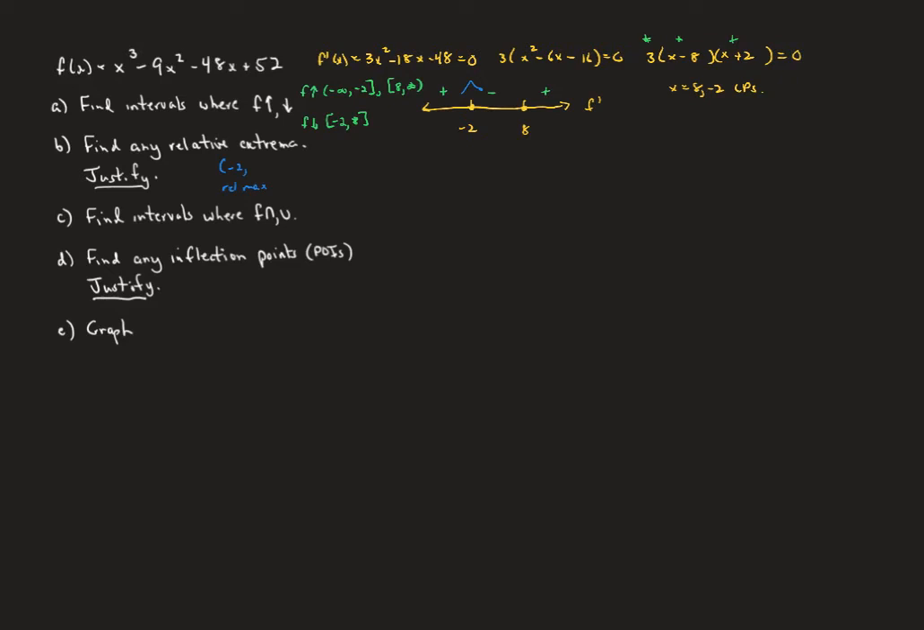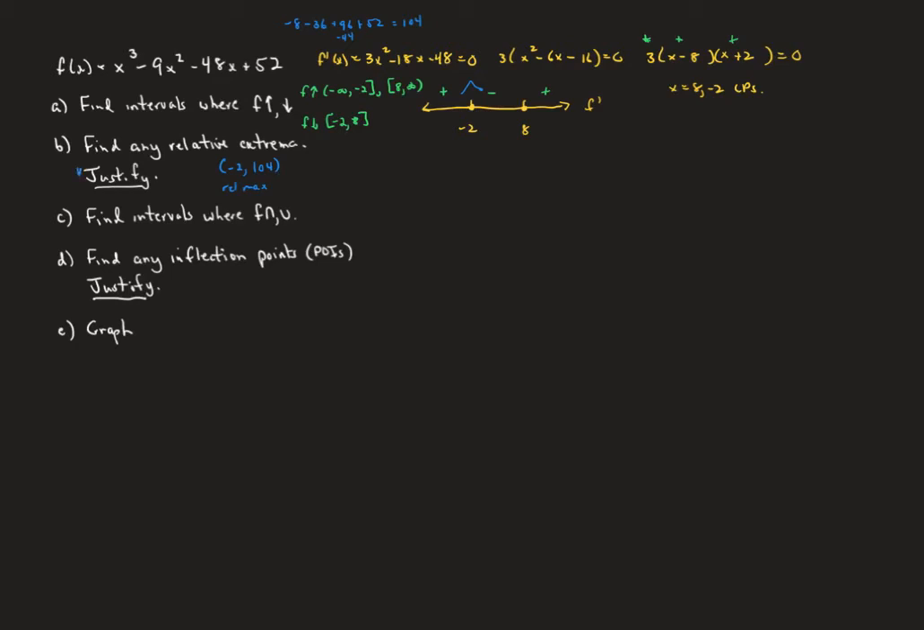So I have negative 2 cubed is negative 8. Negative 2 squared is positive 4 times negative 9 is negative 36. Negative 2 times negative 48 is a positive 96. And then we have a positive 52. Holy smokes. Let's see, 36 and 8 makes 44. Negative 44 and a positive 96 is going to be 52, I think. Does that sound right? 52 and 52 is going to be 104. So I think we get a relative maximum at negative 2, 104.